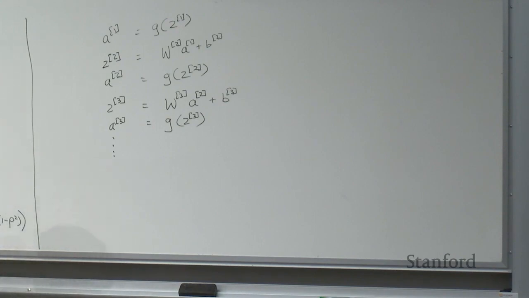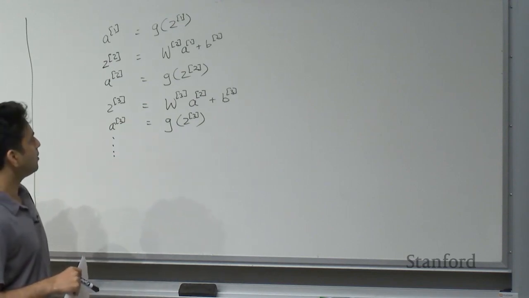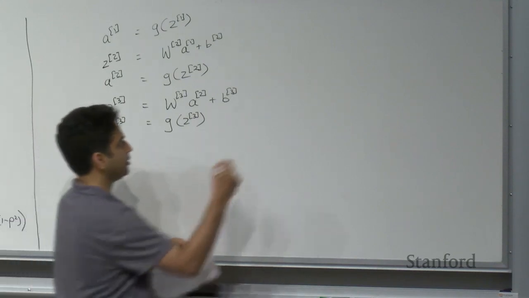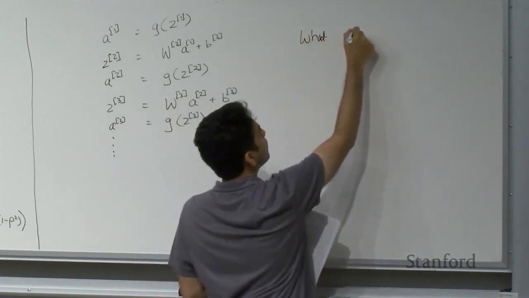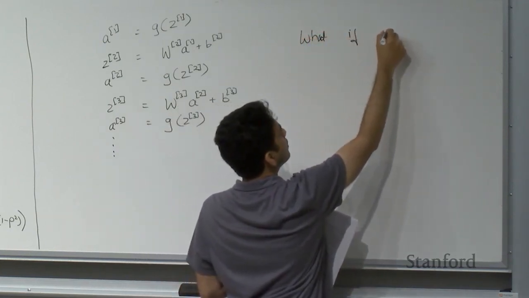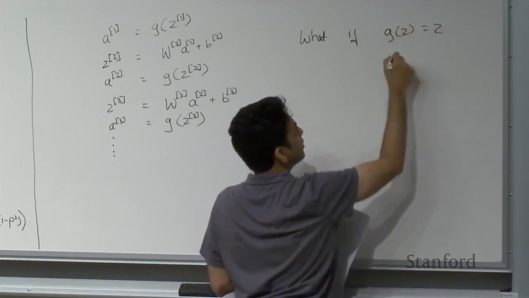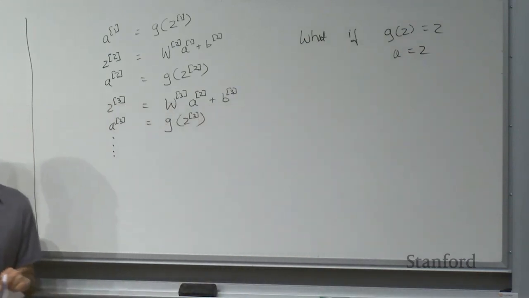Now the question is, why do we have this G to be a nonlinear function? What if G was identity, that is, what if G of Z was just Z? That is, if A equals Z, what would happen in that case? Yes, question?